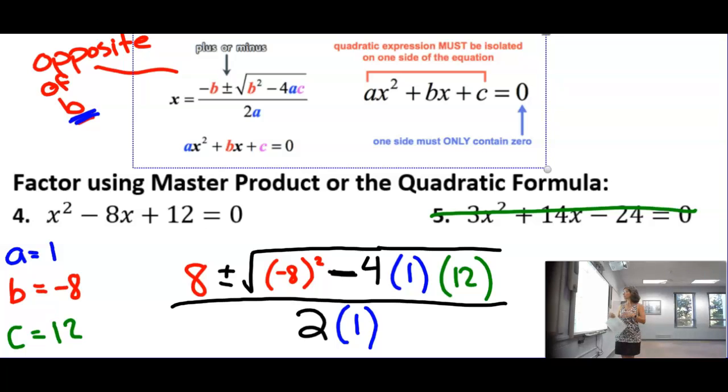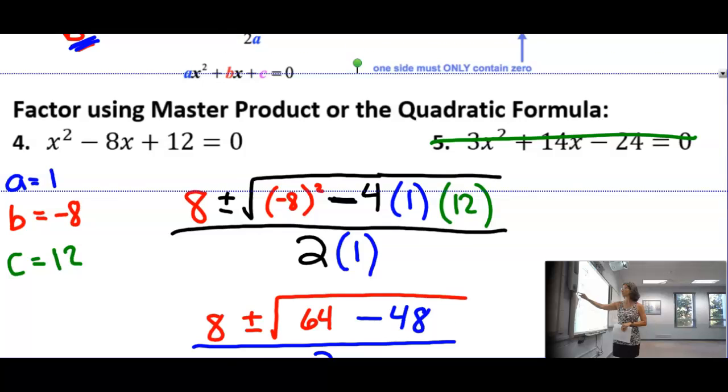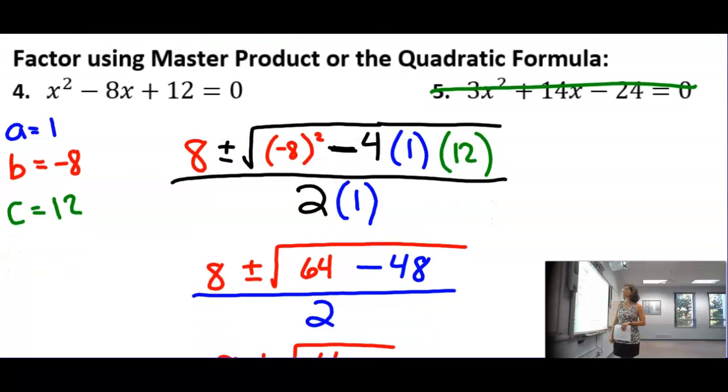So if we look at number 4, I've already done this for you, but I want to talk through it. I've identified my A, B, and C. My A is 1, my B is -8, my C is 12. Notice there's no x's on those. And then I plug in opposite of B, so B was -8, so it is 8 in this space. Plus or minus sign, don't forget that or you're going to be sad.